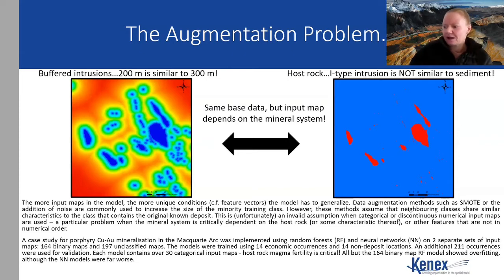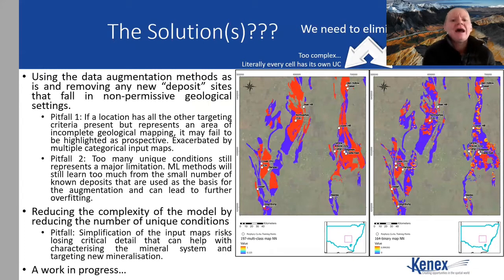So what's the solution to this, right? I don't have the solution. I have a couple of ideas about what actually needs to be addressed to come up with a solution. I've thought about this quite a lot, and I think there's two issues primarily that need to be addressed. One is, how do we deal with the data augmentation methods when we have categorical input maps where the host rock is critical and we're not buffering things necessarily?